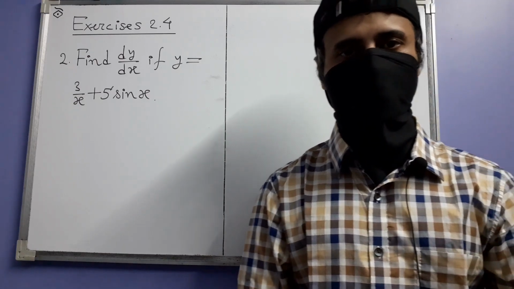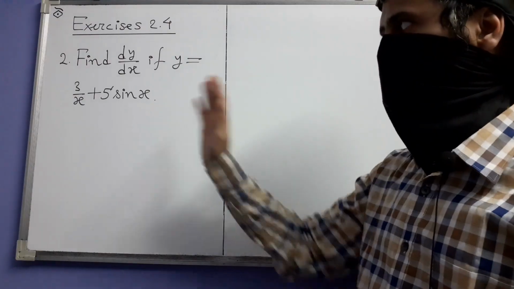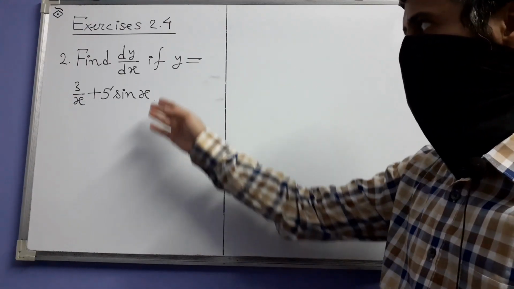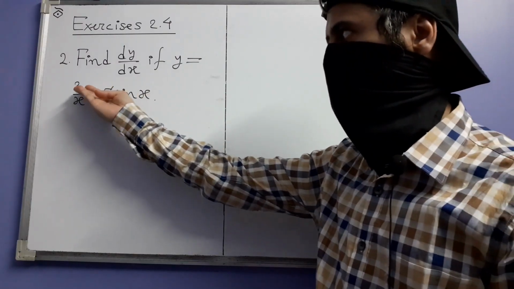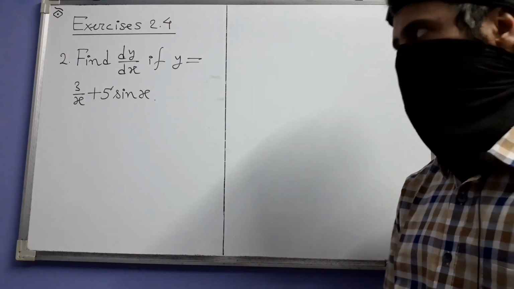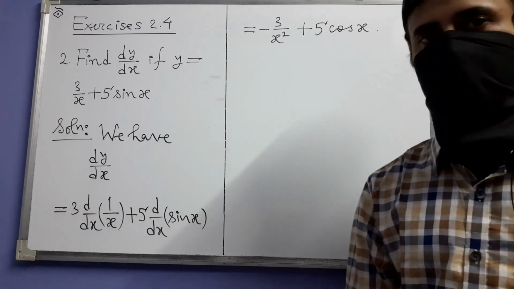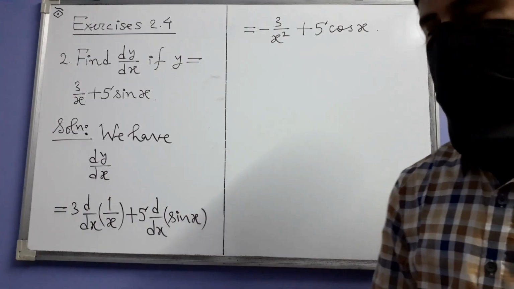So we are next going to start exercises 2.4, and let us start with the second one. Here we have to find the derivative of y with respect to x if y is 3 over x plus 5 sin x. So let's solve this. So in the solution we of course start straight away with dy dx.